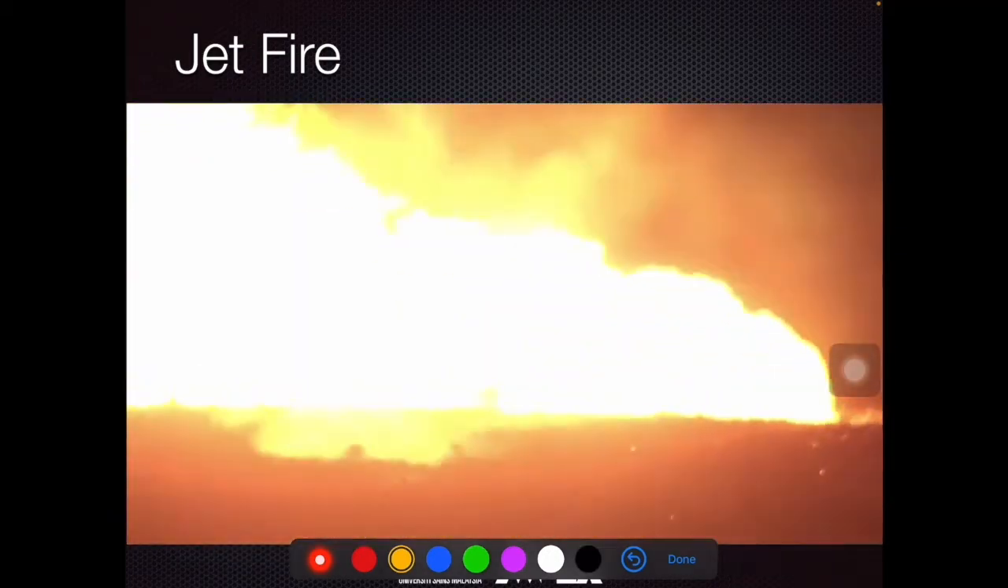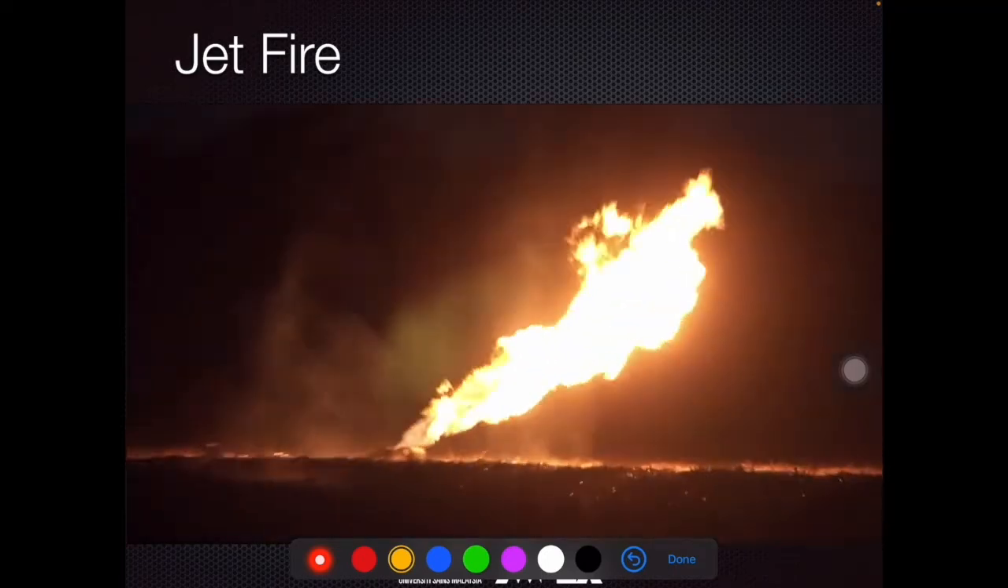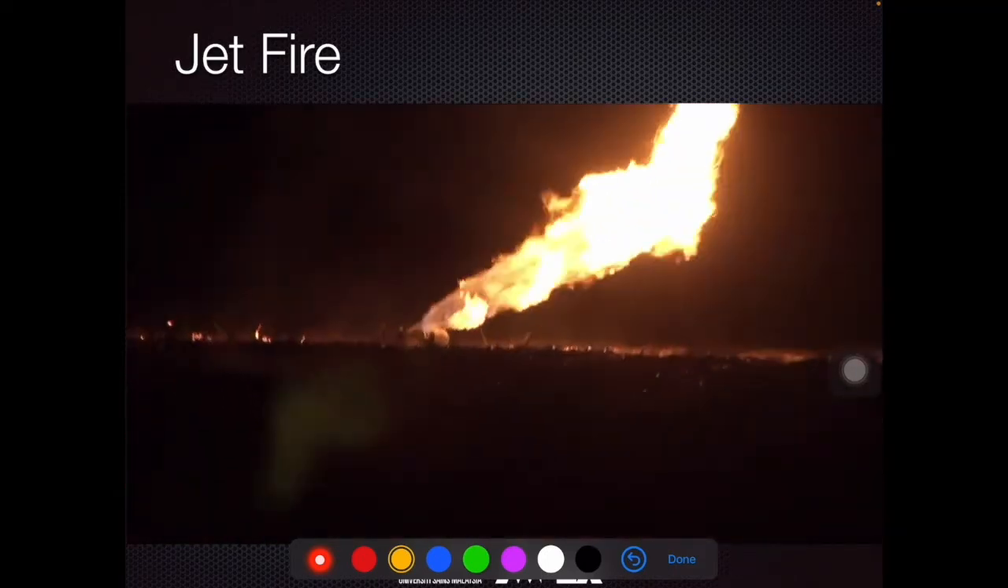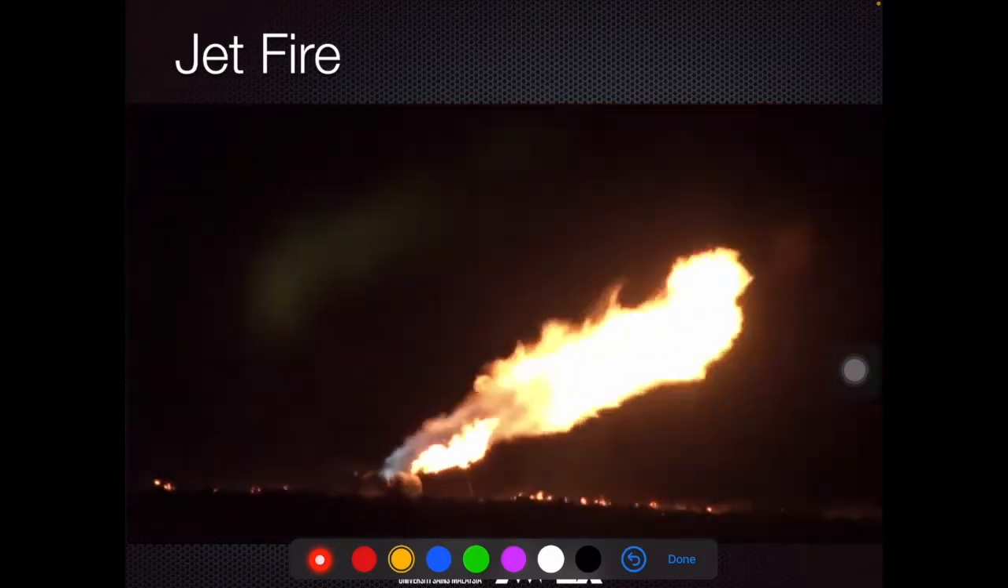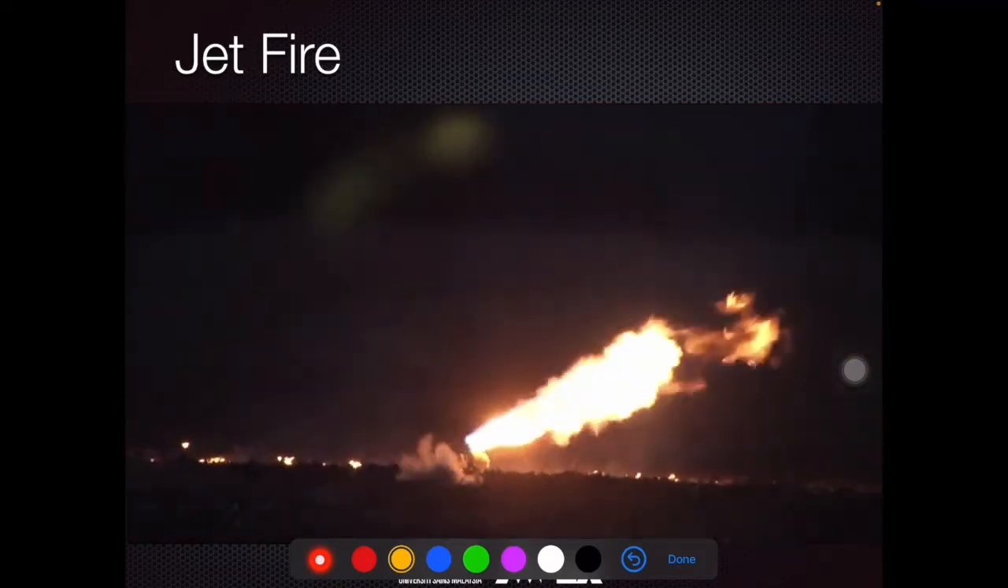This is a jet fire when an LPG tank bursts. The flamethrower. But the LPG tank didn't burst completely, it just burst at a single point within the LPG tank.